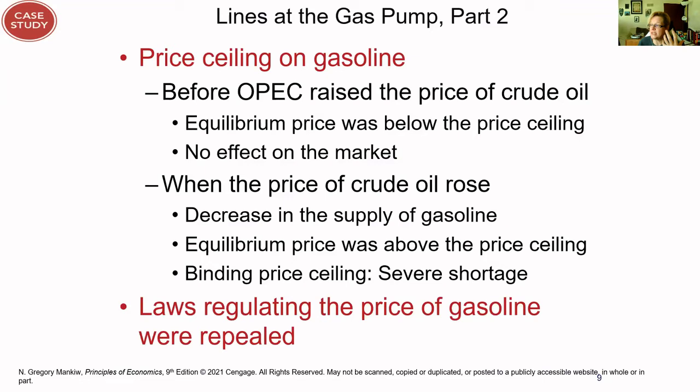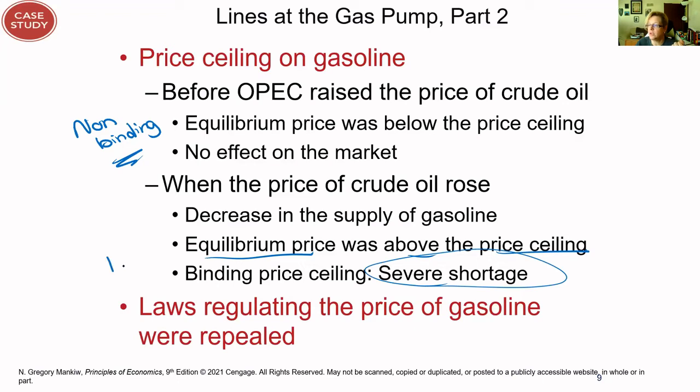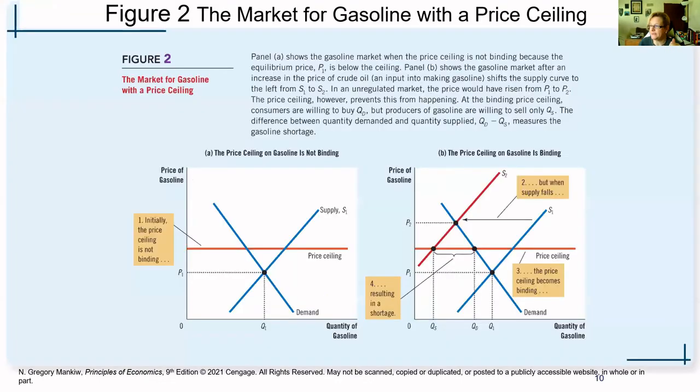Okay. So basically, what we look at is the equilibrium price was below the price ceiling, so it was non-binding. So that was okay, right? Not a big deal. But when the price of crude rose, then the equilibrium price was above the ceiling, and that's what caused a severe shortage. In gas lines, you would wait in line. I remember this in the 70s. You would wait in line 1 hour simply to get to that pump if they even had gas. So very difficult. These were repealed, obviously.